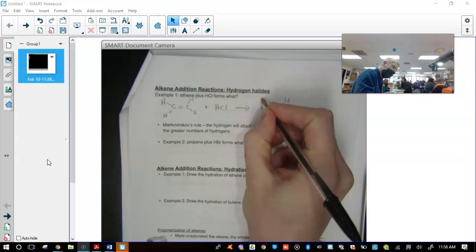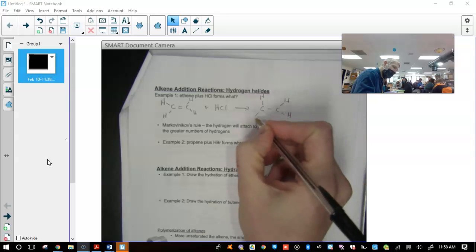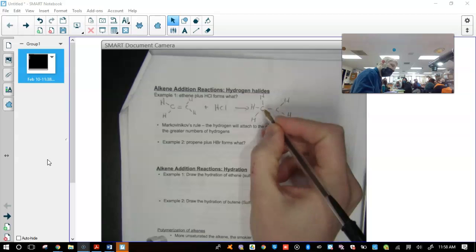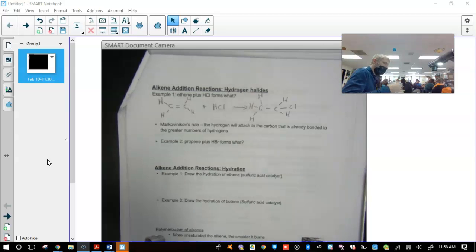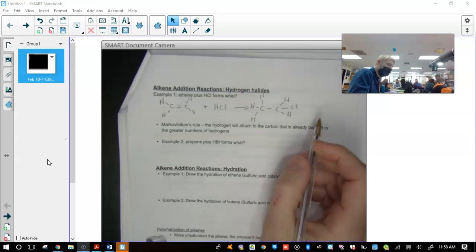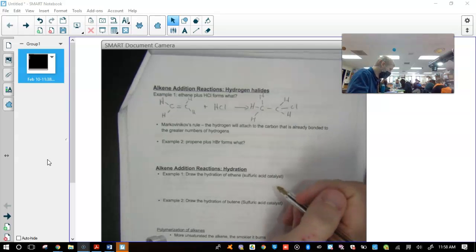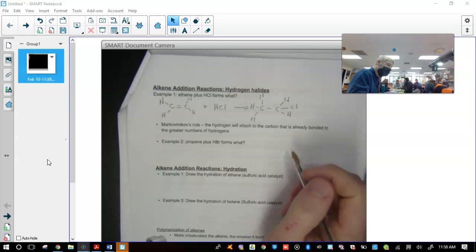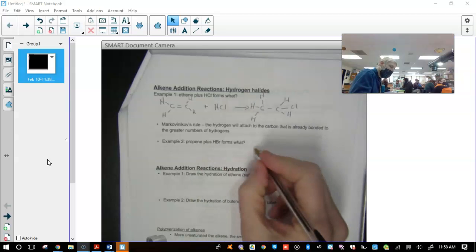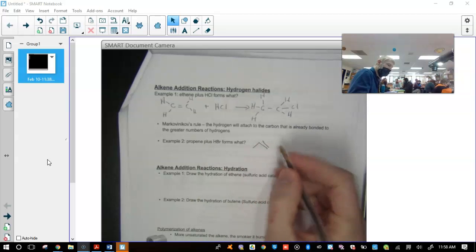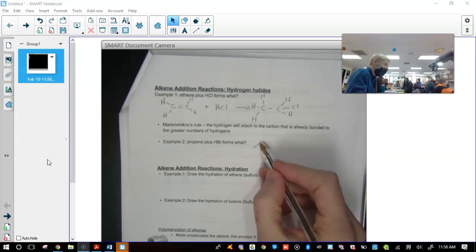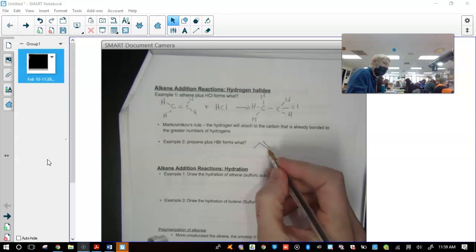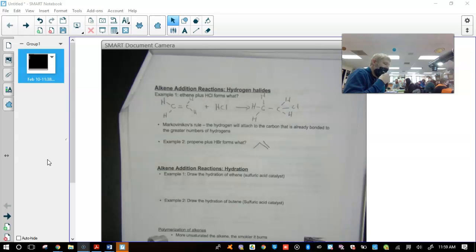Whether you have the chlorine on the left side or on the right side, it doesn't matter, because if you flip it, then it's still on the left side or the right side. But what happens if we have something like propene? Now we have something where the Br could either be on the center carbon, the secondary carbon, or it could be on the primary carbon. We're not sure.